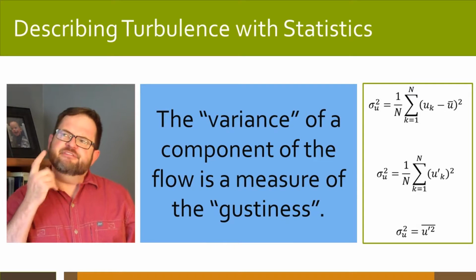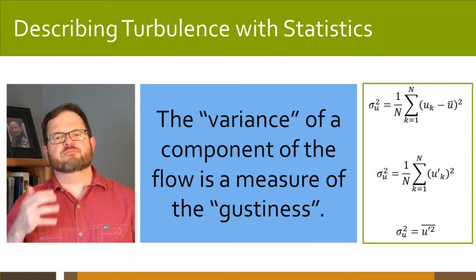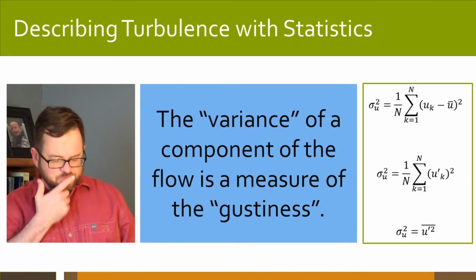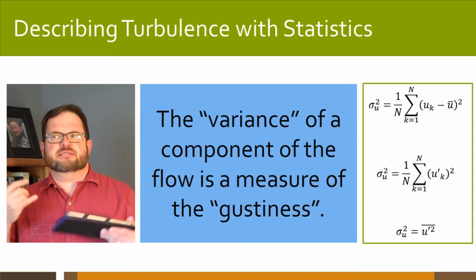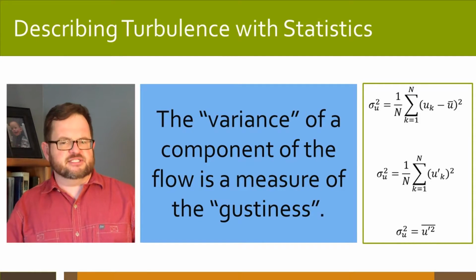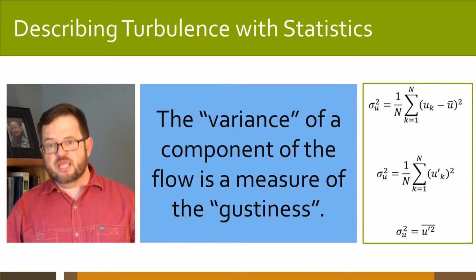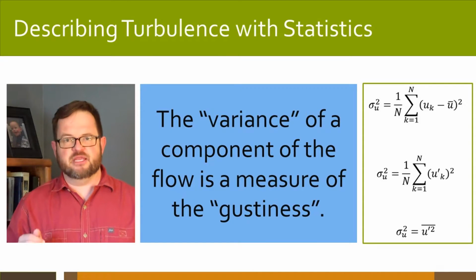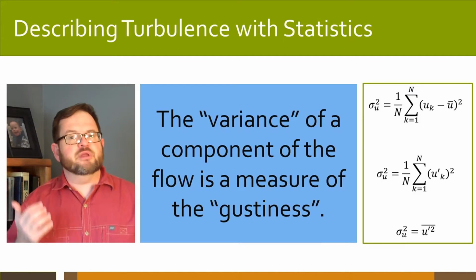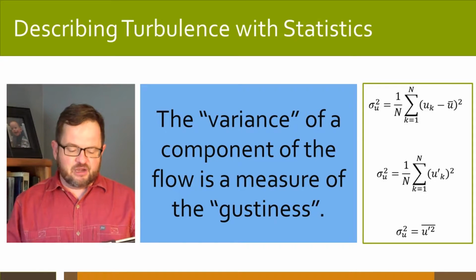This idea of the variance is a powerful tool when describing the turbulence in the flow. You often will see in the context of turbulence and the study of turbulence that they'll describe the variance as being a measure of the gustiness of the flow. How much does it tend to have these spikes in the wind speed? Or for that matter, these minima in the wind speed. The gustiness of the flow is reflected in the variance.